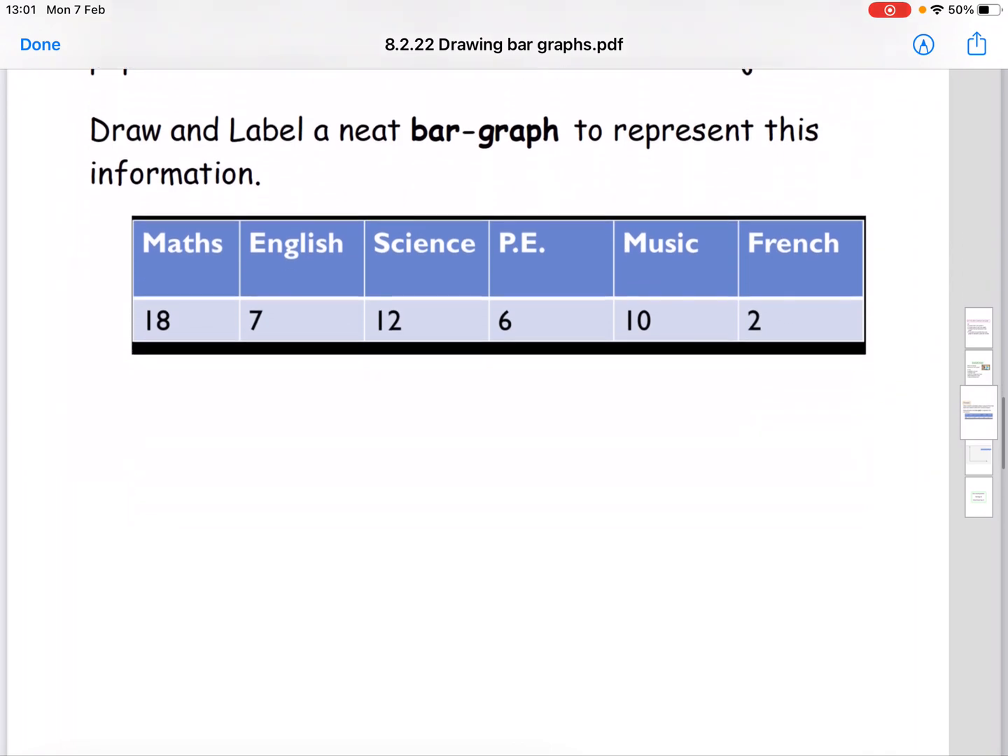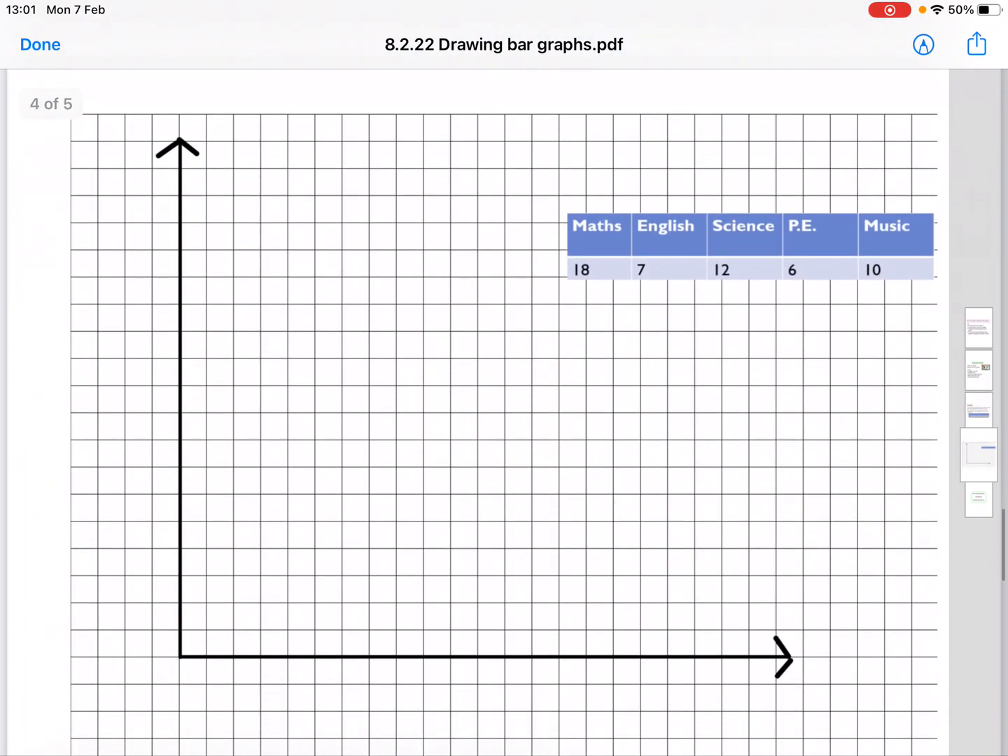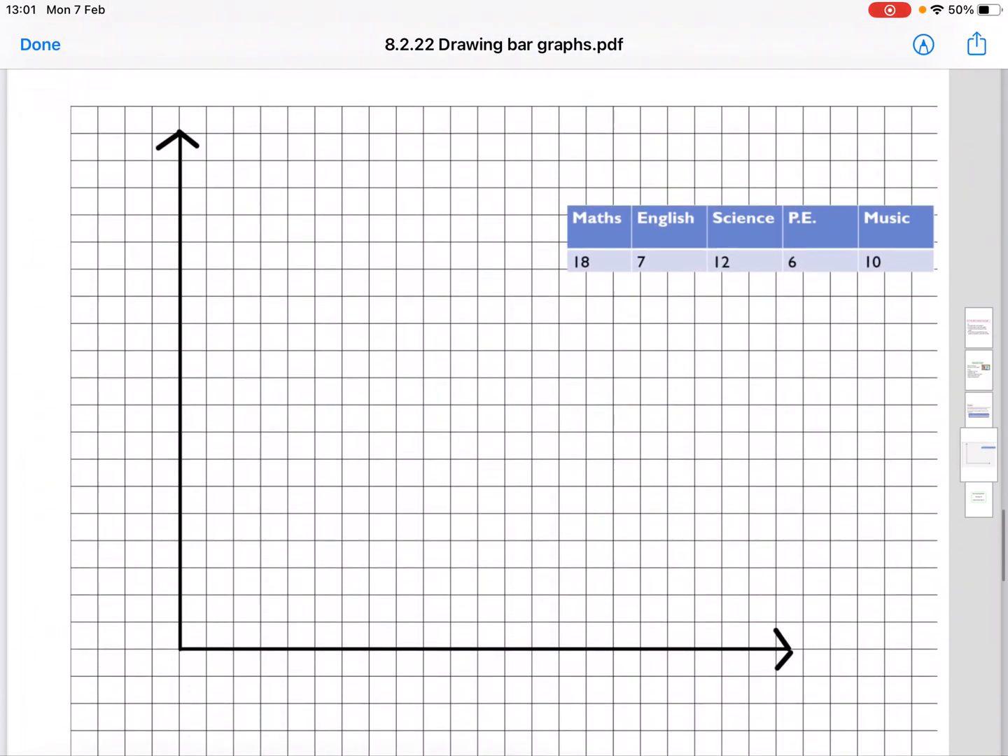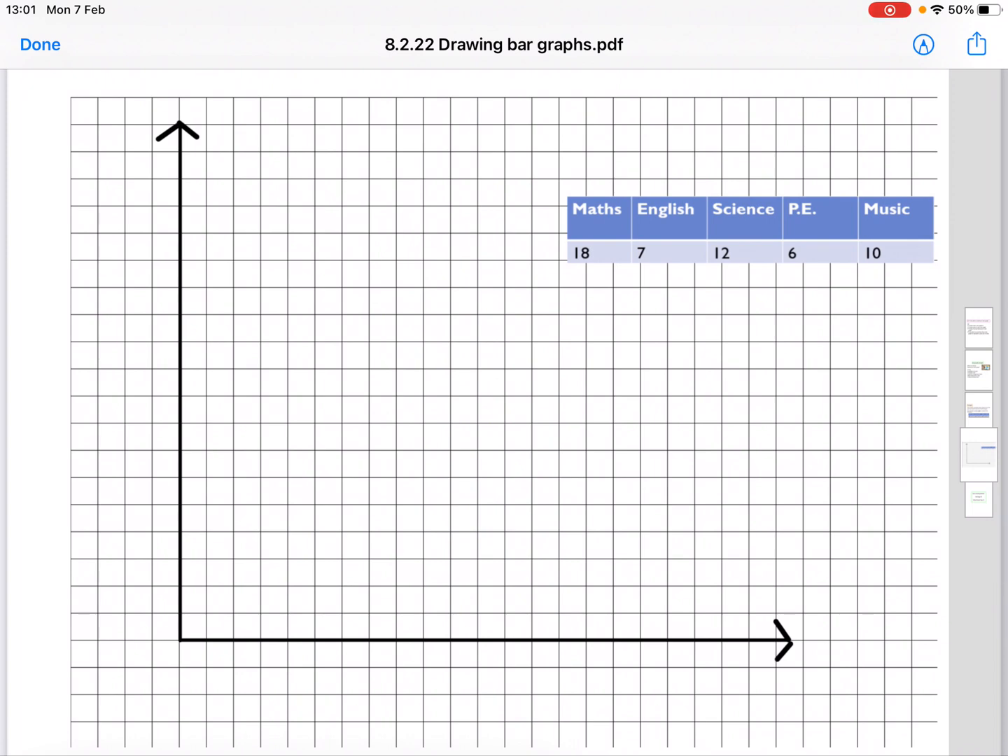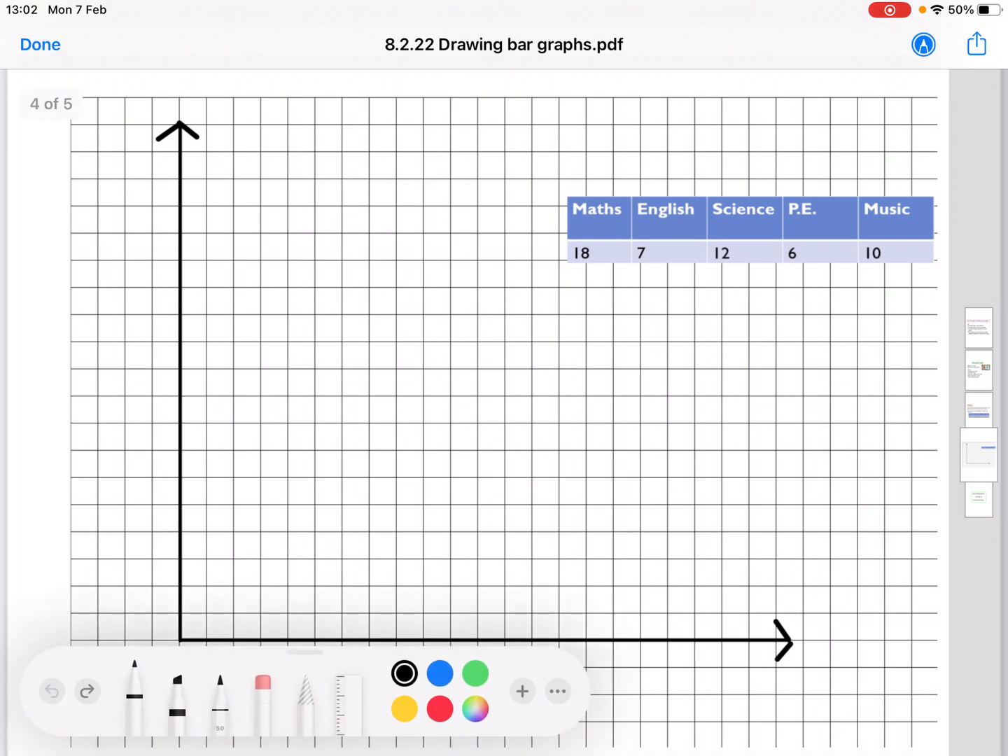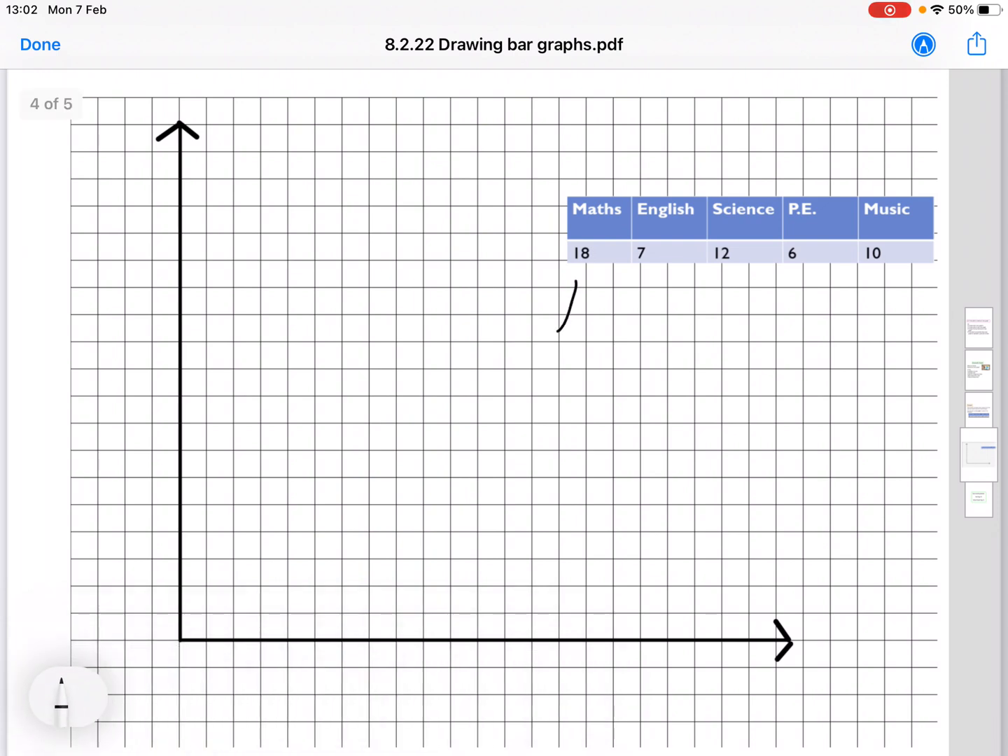So in your jotter, you've obviously got squares in your jotter. You're going to need to set up your axes. So you've got one along the bottom, that's your X axis, and the one up the side is your Y axis. The first thing that I would get you to do is to decide what your scale is going to be. So what you need to do is look at the biggest number you've got, 18.